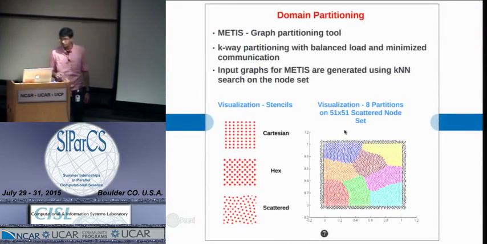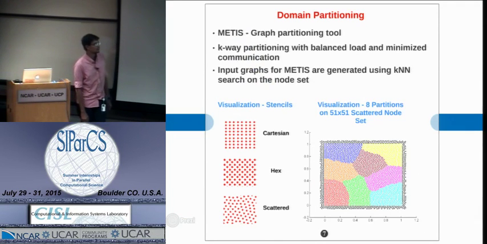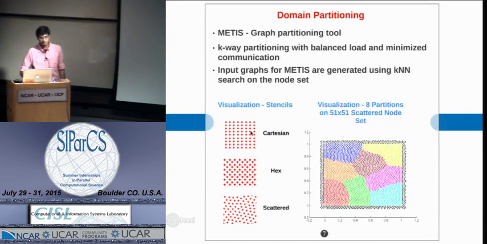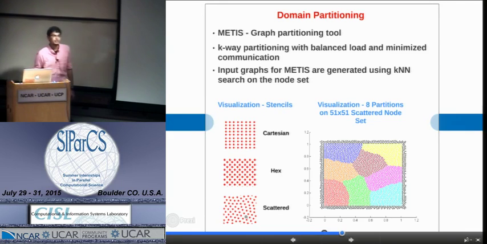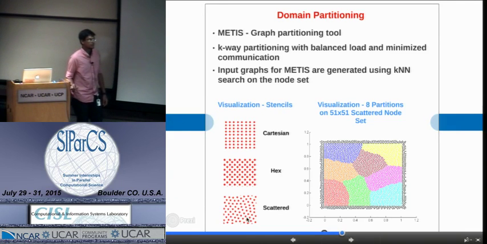So the points in the domain are in different coordinates. I just have a sample here because these are both structured and unstructured. In the structured case, we have the Cartesian and hex, which are relatively easy to deal with. But in this project, I mostly worked on the scattered nodes, and all the results are presented for the scattered node layouts.